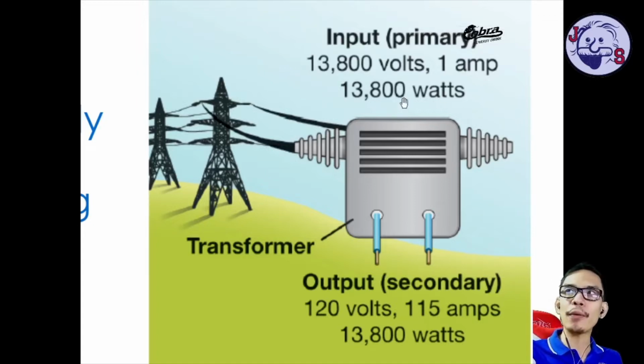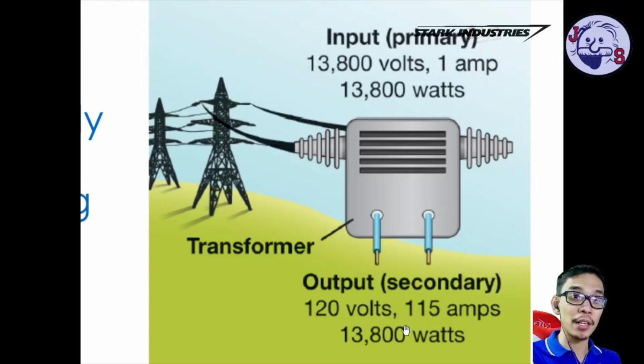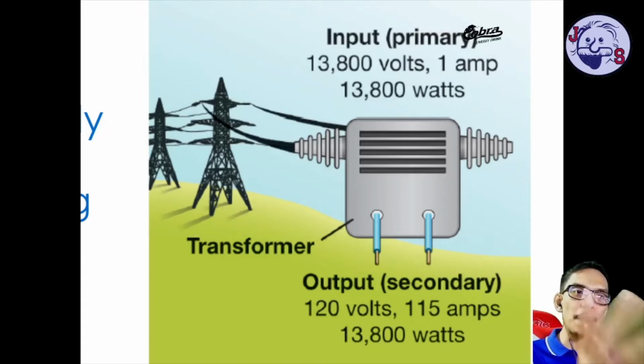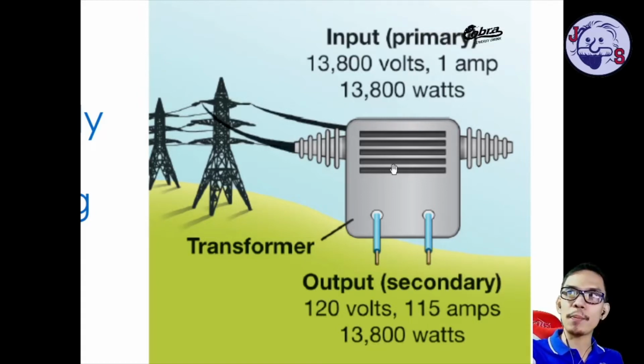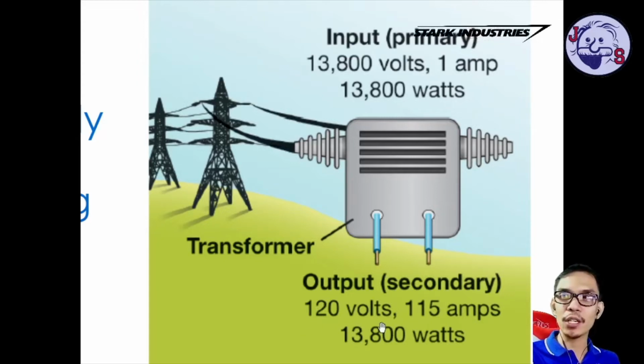But as you can see here, in the secondary output, the voltage is less and the current is high. Now, what's the use of this one? This is for household use. You cannot use a voltage as high as this in your electrical appliances at home, or else these appliances will blow. So what the transformer does is convert that voltage into a much more useful and safe voltage for your appliances, with a higher current.